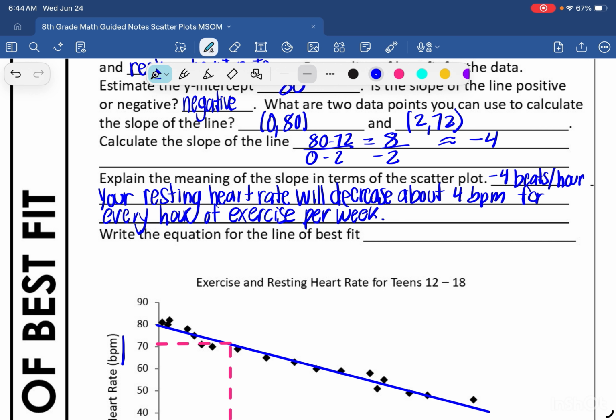Write your line of best fit. So my line is y equals slope, which is negative 4x, plus my y-intercept, which is 80. So my line is about negative 4x plus 80.